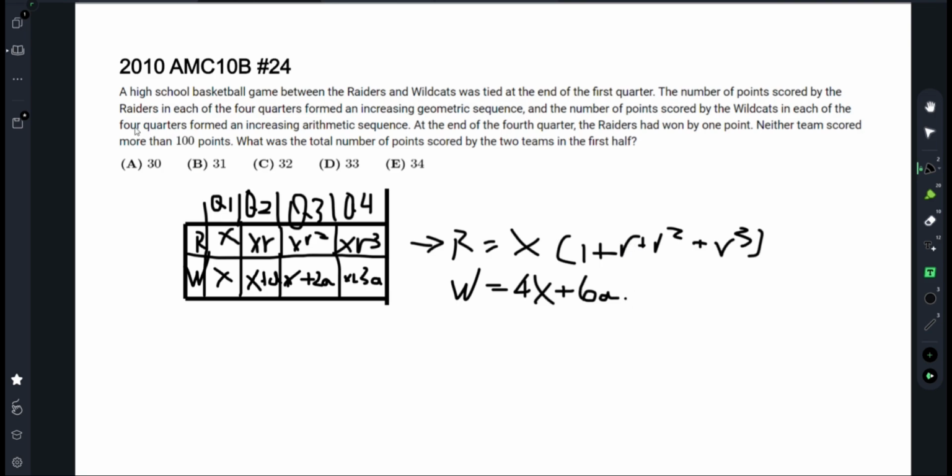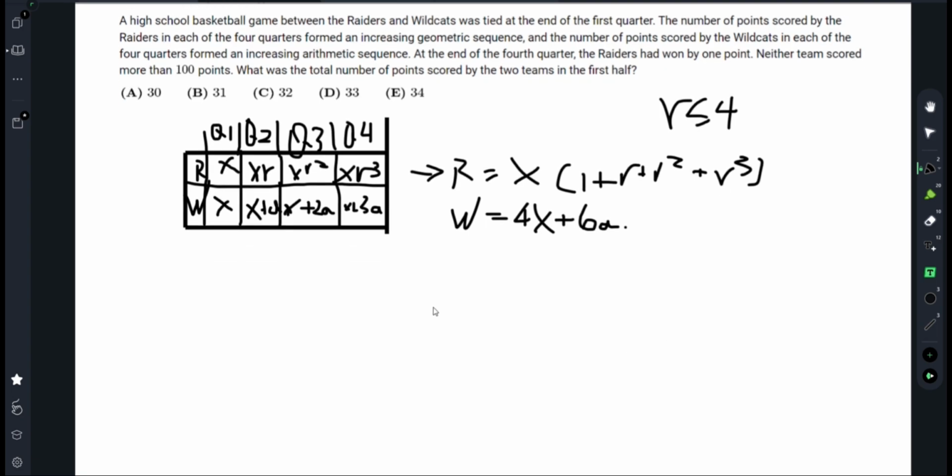So we notice that no team scored more than 100 points, so R has to be less than 5 here. Because if R is 5, this is 125. This is not going to work. So we can start testing out values, really. Because there's only 4 possible values, and R can't be 1, because then it's not an increasing geometric sequence. So there's only 3 cases. If R is 4.